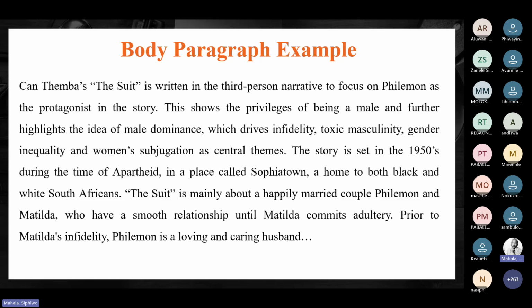Now, here's an example of a body paragraph from the same essay. I'm not sharing the entire essay deliberately. So, Ken Tempers the Suit is written in the third person narrative to focus on Philemon as the protagonist in the story. This shows the privileges of being a male and further highlights the idea of male dominance, which drives infidelity, toxic masculinity, gender inequality, and human subjugation as central themes.